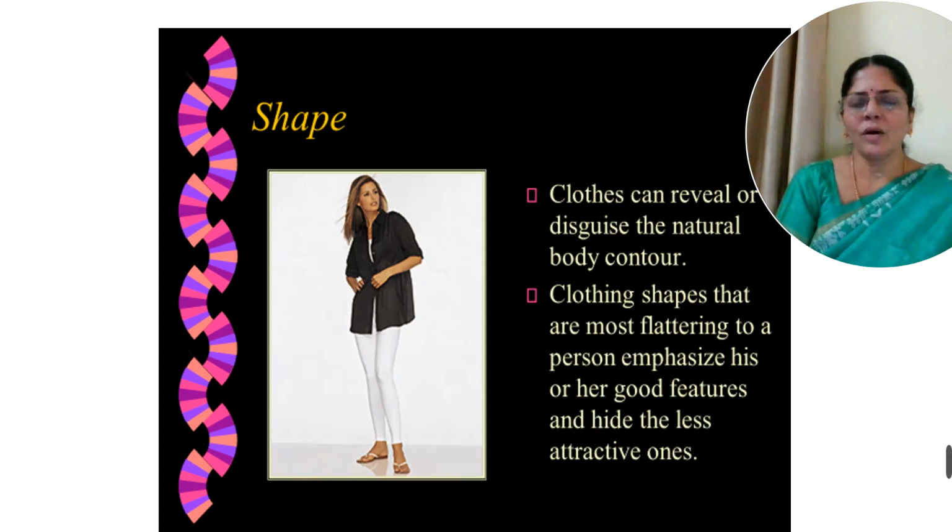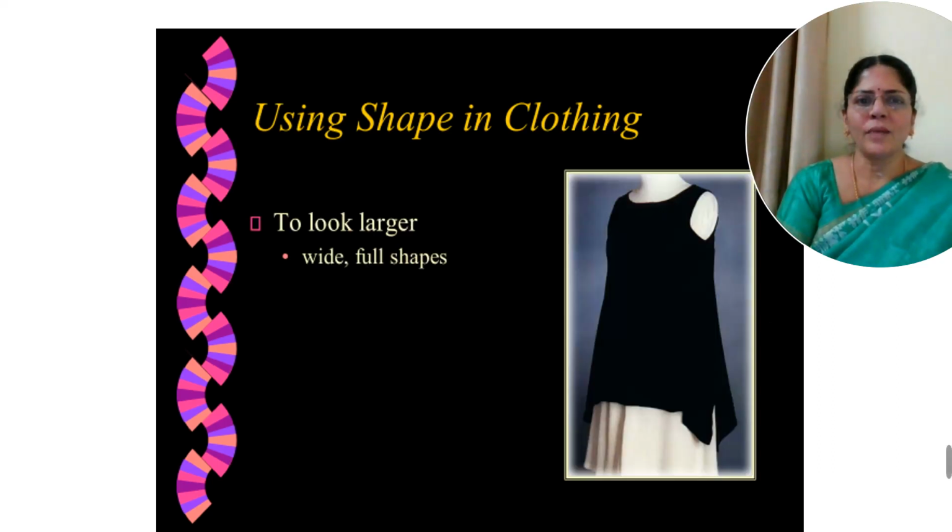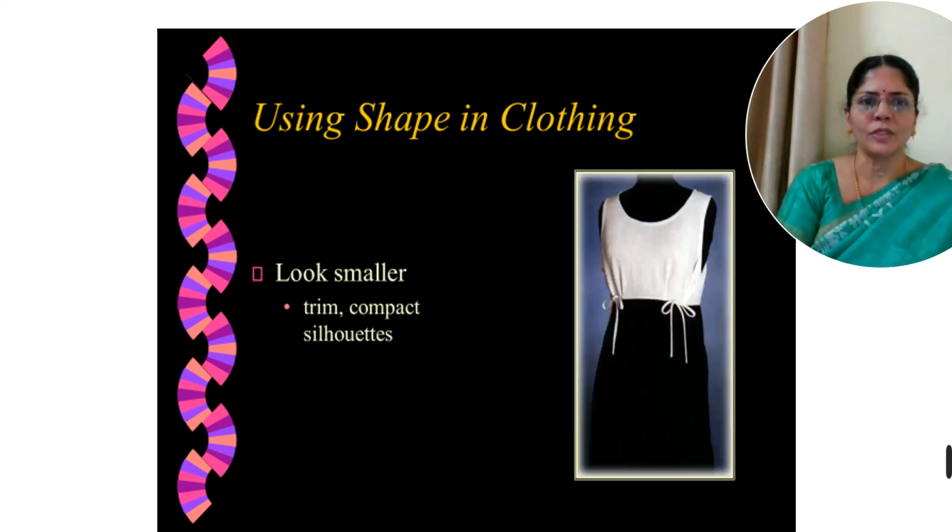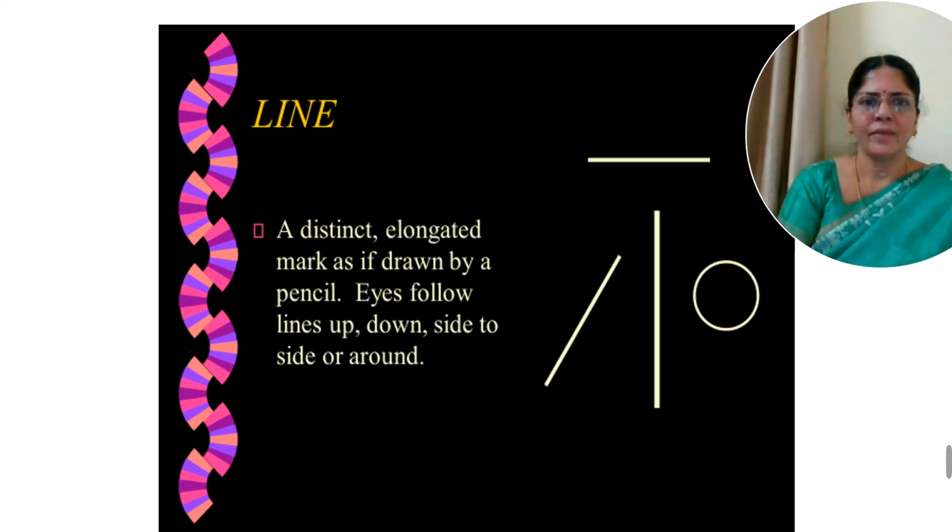Clothes can reveal or disguise the natural body contour. Clothing shapes that are most flattering to a person emphasize his or her good features and hide the less attractive ones. Using shape in clothing: if a person wants to look larger, wide and full shapes must be used. If a person wants to look smaller, trim, compact silhouettes are the best.